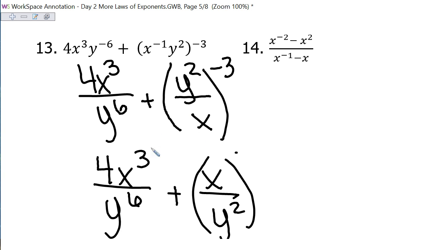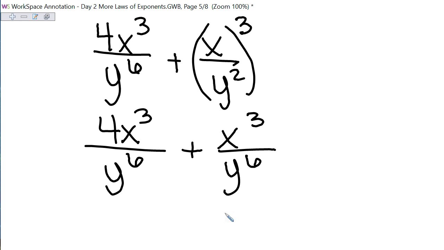Now, everything in the parentheses needs to be cubed. So let's go ahead and cube it. So x, when you cube it, gives you x cubed. And y squared, when you cube it, power to a power, what do we do with those exponents? Multiply. What's 2 times 3? 6. Can I add those?